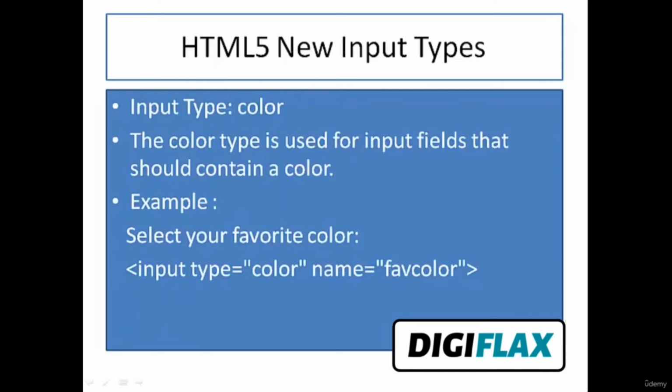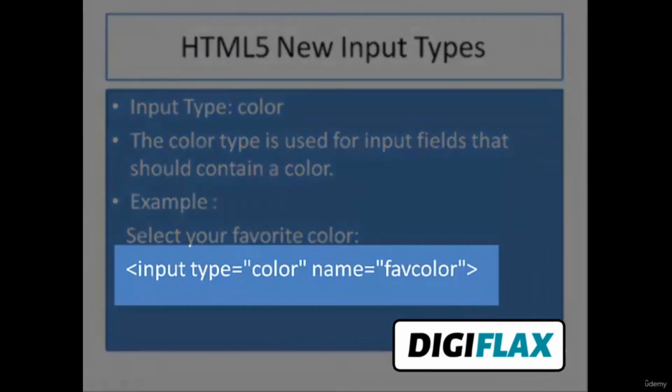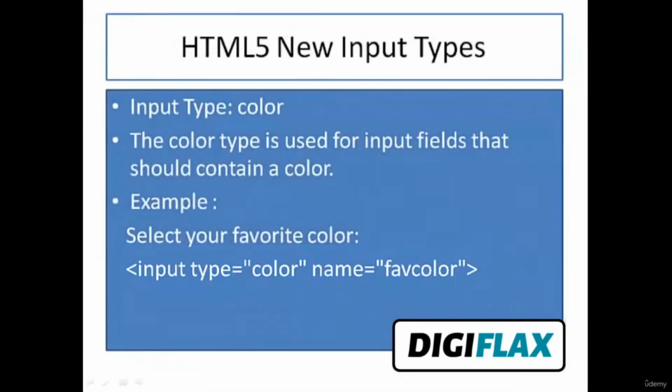So this is the first element. It is input type color. Color type is used for input fields that should contain a color. Below is the example. We define inside the input tag input type color and provide the name for the color. So this is a new element in HTML5.